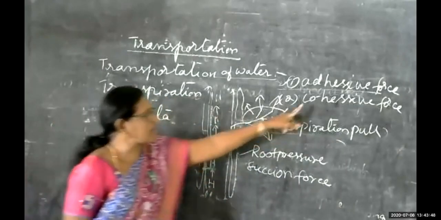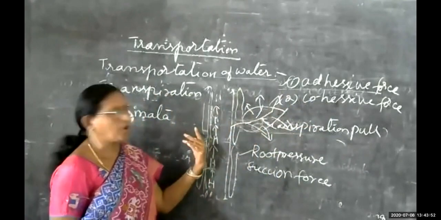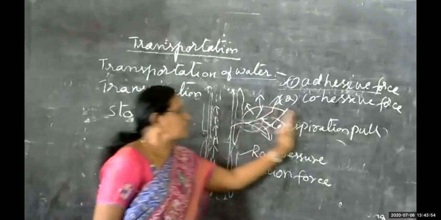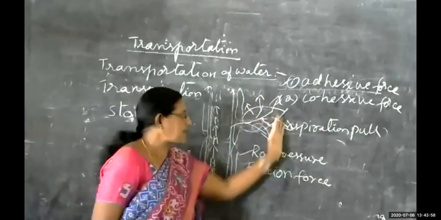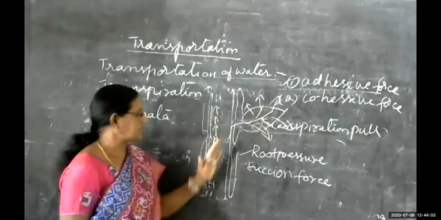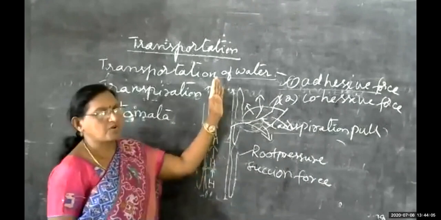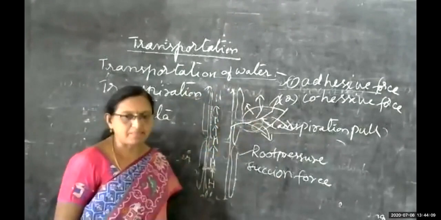Why? Because this cohesive force is there. It is attracting the lower water molecules. So what happened? Some of the water molecules are removed from the leaf, and that space is occupied by new water molecules. So the transporting of water is a continuous process in the plants itself.